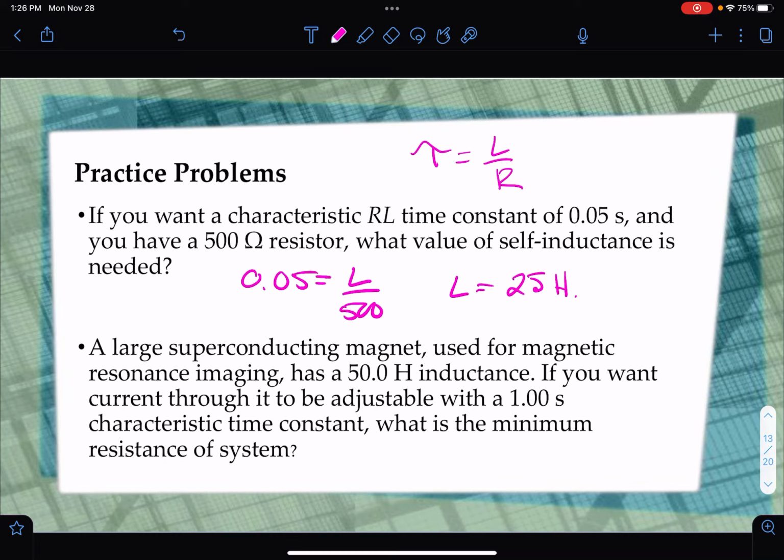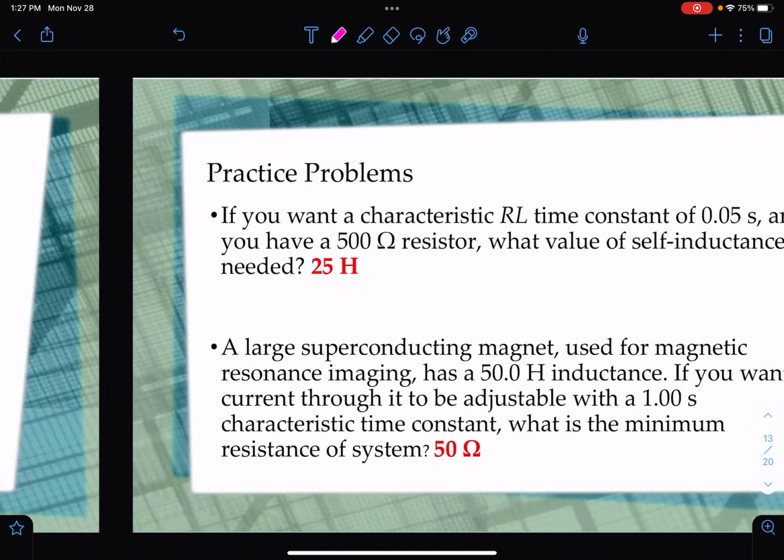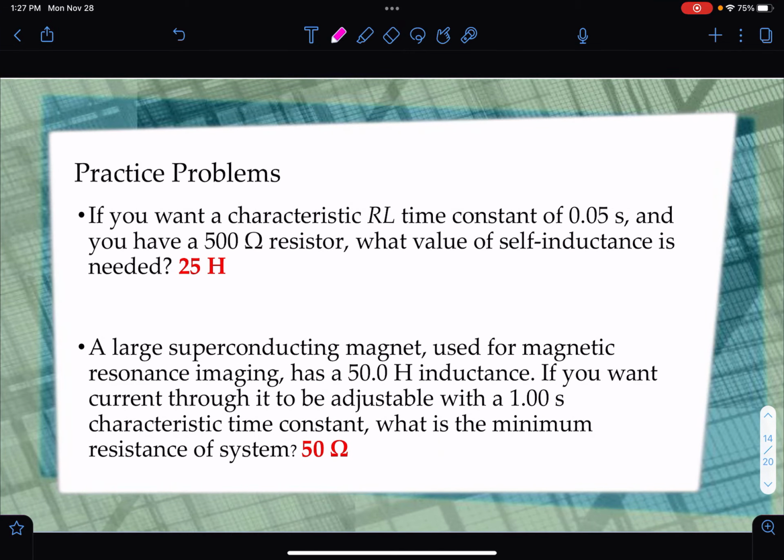And then a large superconducting magnet has a 50 henry inductance. If you want the current to be adjusted within 1 second, what's the minimum resistance? Well, if you want your 1 second to equal 50 over what? That's got to be another 50. And so those are those two answers there. That's just working with the time constant equation for inductance.